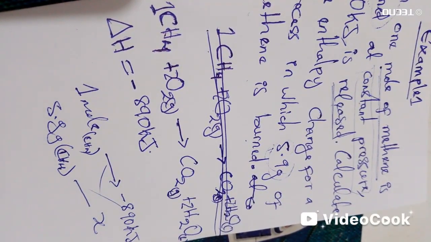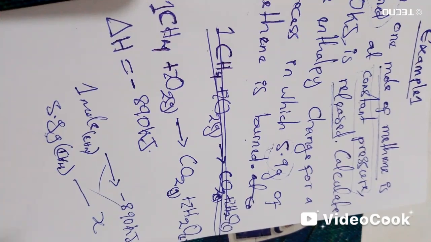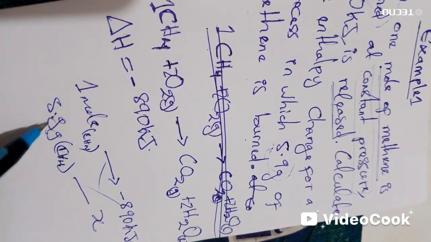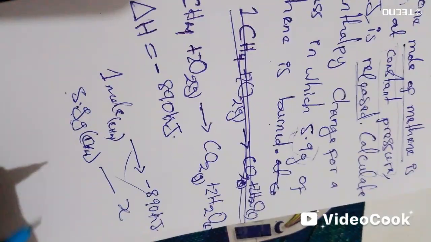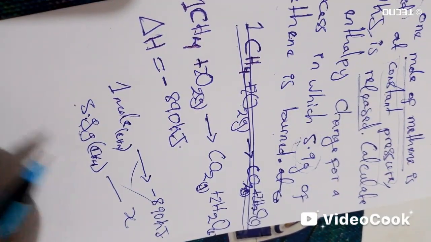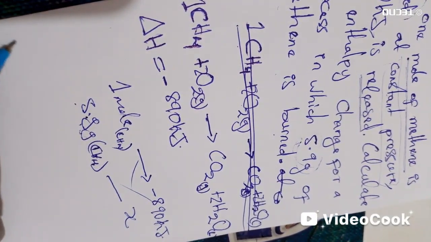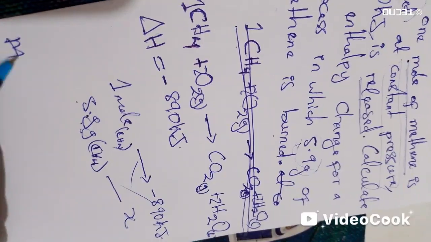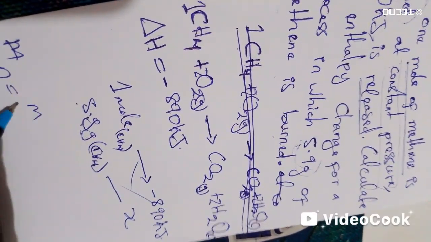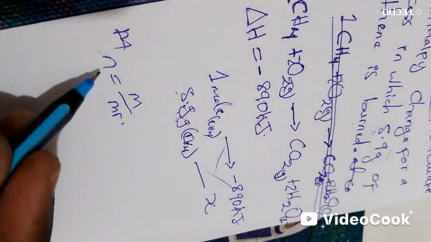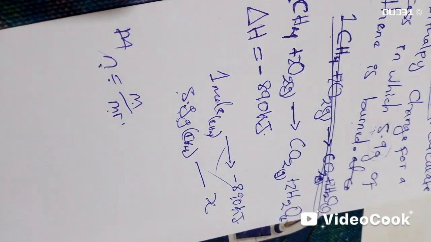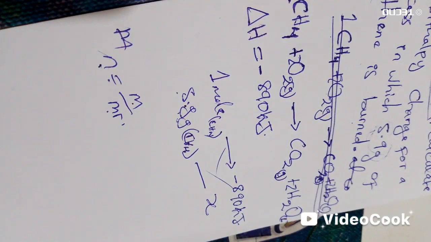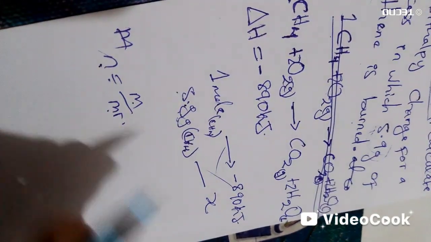But in this case, I first have to find the moles, because this is in grams and this is in moles. So these two are not compatible. Let me change this to moles. We know how to change it. We use mole is equal to mass over Mr. Mole is equal to mass over Mr. Our mass is given, but we don't have Mr. Let's find Mr first.